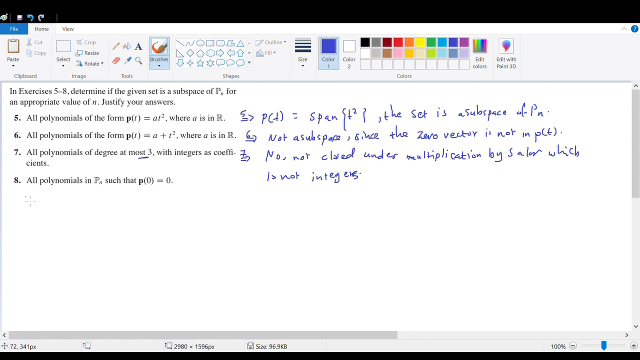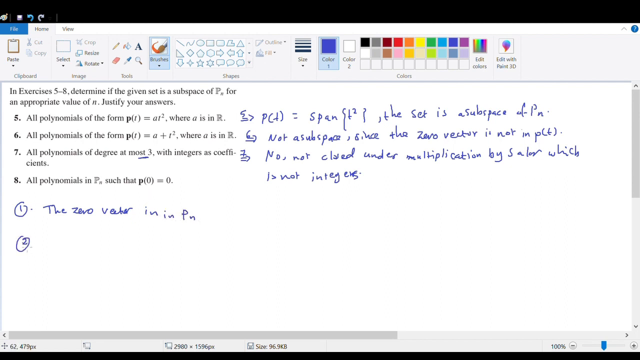Now for 8, all polynomials in Pn such that p(0) is equal to 0. This one we need to check if it is a subspace or not. First, the zero vector is in H, since we have p(0) equal to 0. So the zero vector is in Pn.